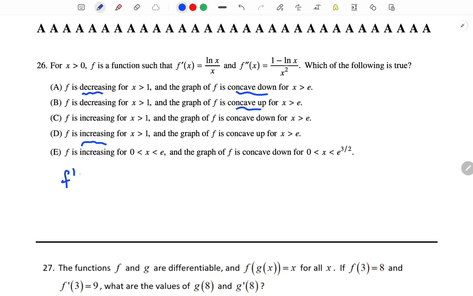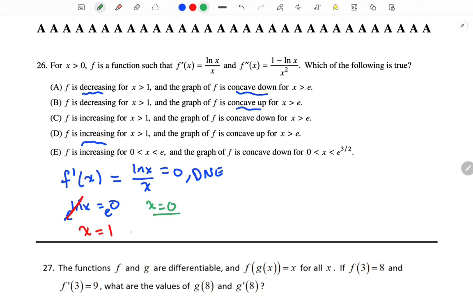We're going to take f prime of x and then f double prime of x, set them equal to 0 and DNE. So f prime of x is ln of x over x. When we set this to 0 and DNE, that's like setting the top and the bottom to 0. So the top, ln of x equals 0. Take e to both sides, and that gives us x equals e to the 0, which is 1. Then we'll do the bottom to 0, x equals 0, that's just 0.